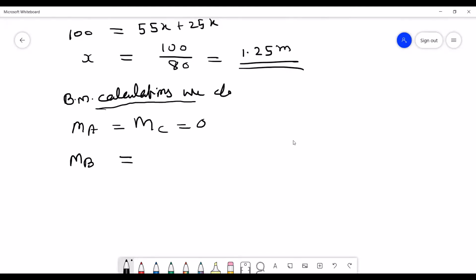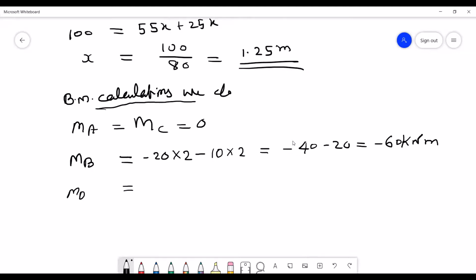So we have all minus: 20 into 2, then minus 10 at a distance of 2. So we get minus 40 minus 20, that is minus 60 kilonewton. Is it kilonewton? No, it is kilonewton meter, because meter is also the distance into force. Then we have to find the bending moment at D also, isn't it?